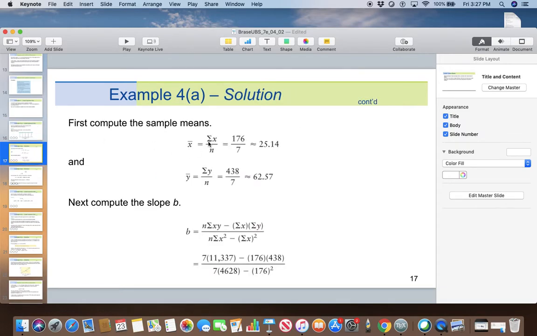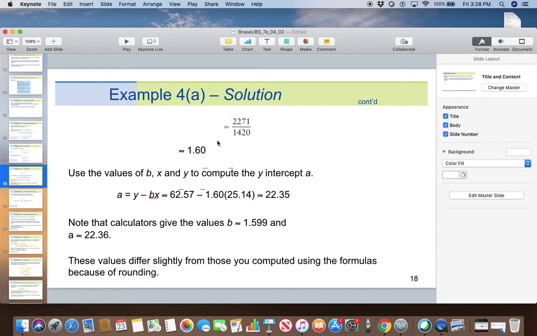X bar is summation x over n, right? n is the total number of points. This is the approximate value. Y bar, that is the mean of y, summation y over n, which amounts to this much. Now b, this is the formula. So you are simply substituting the numbers you calculated in your previous table. You have your b, that's approximately this.